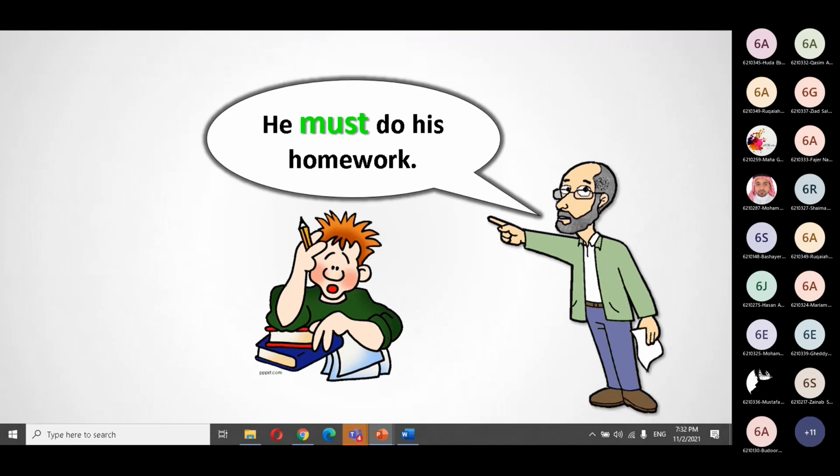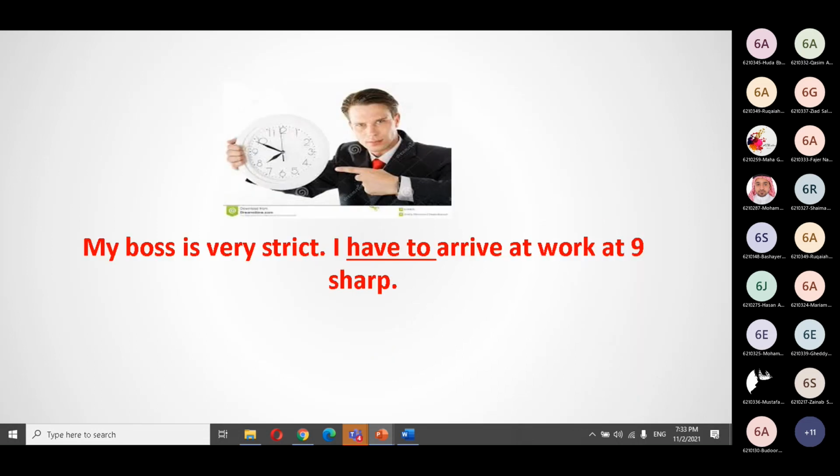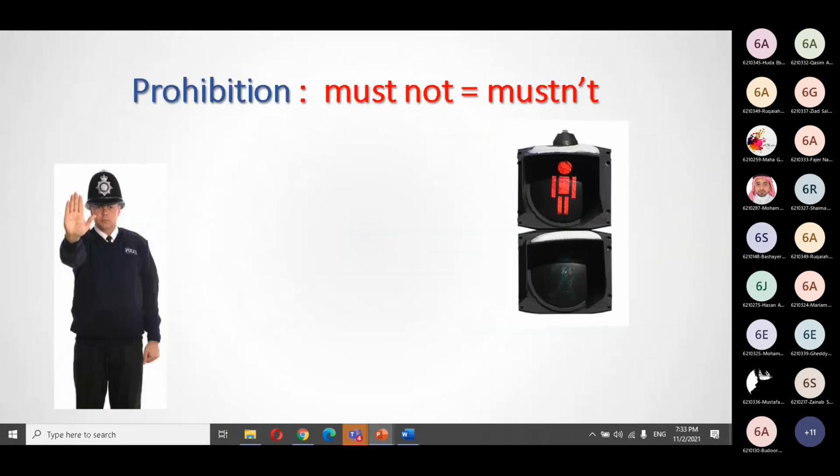Here, the teacher to the student, he must do his homework. Something, it is necessary. Someone says my boss is very strict. يعني رئيسي obligatory. بالعمل صارم شديد. أنا مجبر. I have to arrive at work at 9 sharp. Exactly at 9. I have to. مجبر.